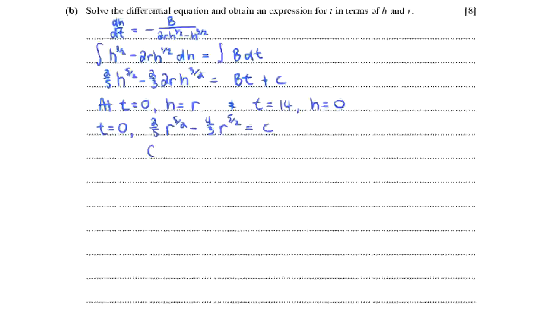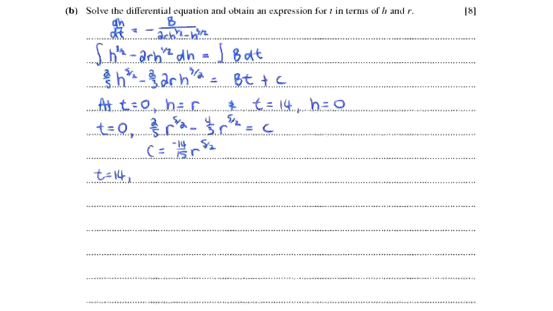So now we have what c equals. Those are the same, so we can put them together, and we get 2/5 minus 4 on 3 becomes 6 on 15 minus 20 on 15, which is negative 14 on 15 r to the 5 on 2 for c. Okay. Now, we can use the other substitution, when t equals 14, h equals 0, and we're going to replace the c at the same time.